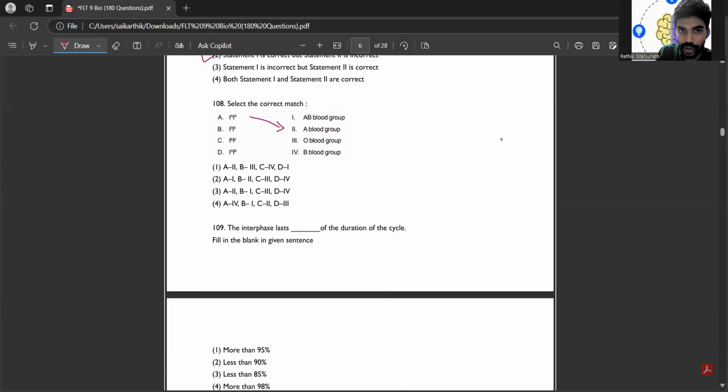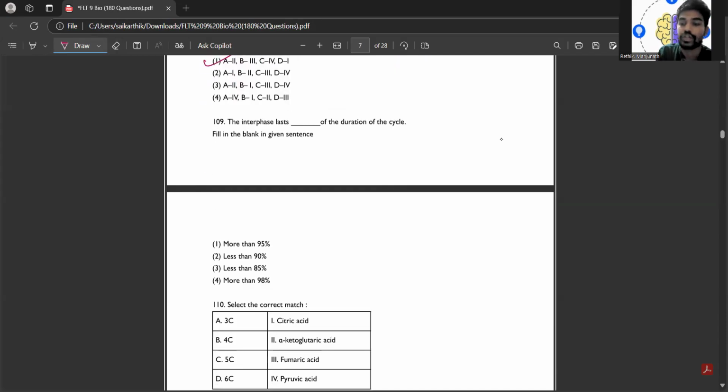Yeah, this is A blood group. This is O blood group. Then this is B blood group. IAIB is AB blood group. Easy. So 109 is a fill in the blanks type. The interphase lasts more than 95% of the duration of the cycle.